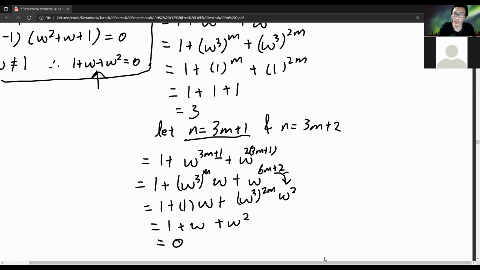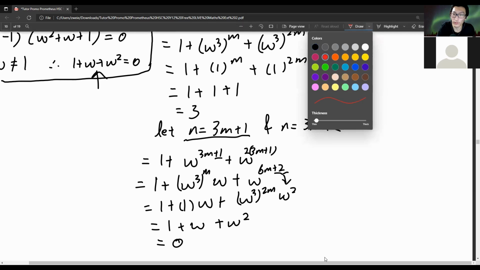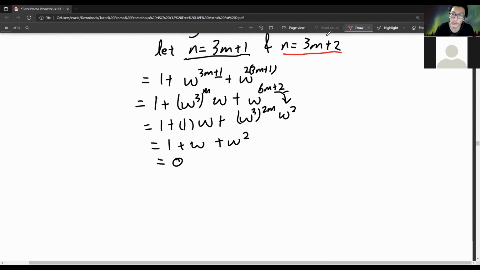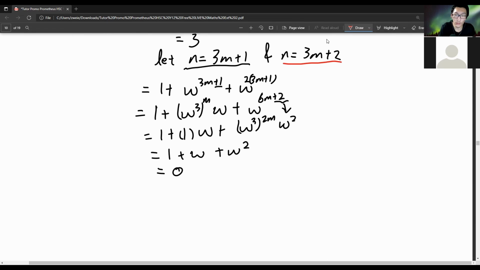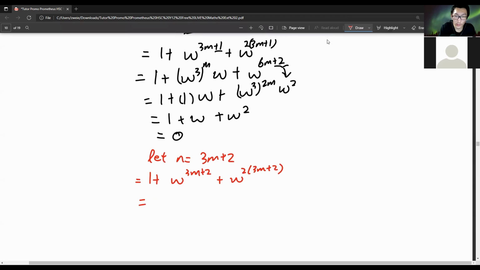Now I'm going to prove my second case. I'll prove it in red to differentiate. N equals 3m plus 2. Okay, so now let n equal 3m plus 2. What we will get is 1 plus omega^(3m+2) plus omega^(2 times (3m+2)). Right. Again, I'll get 1 plus omega^3 to the power of m times omega squared plus omega to the power of 3 and then m plus 1.